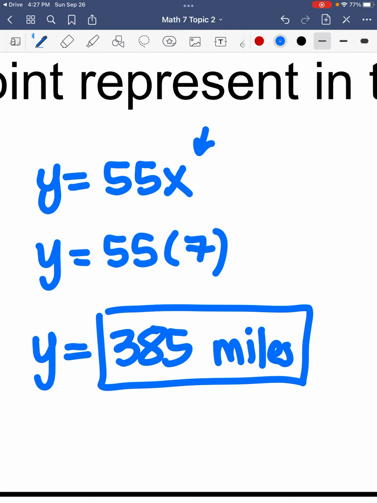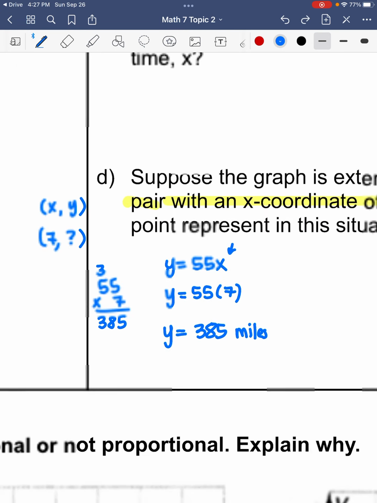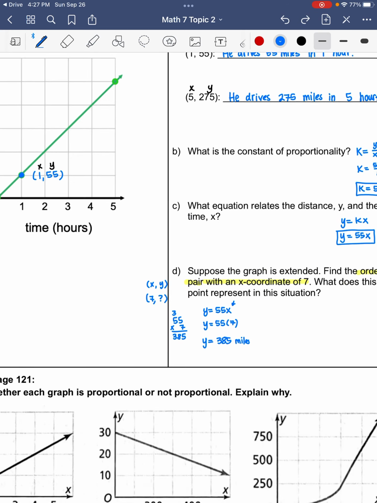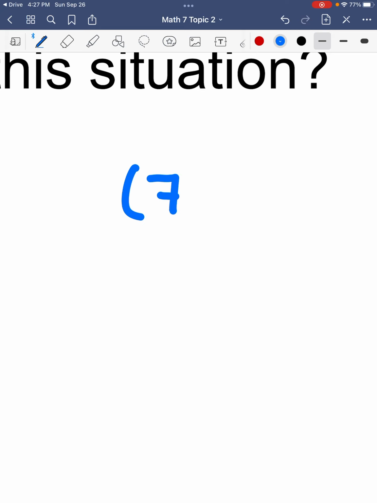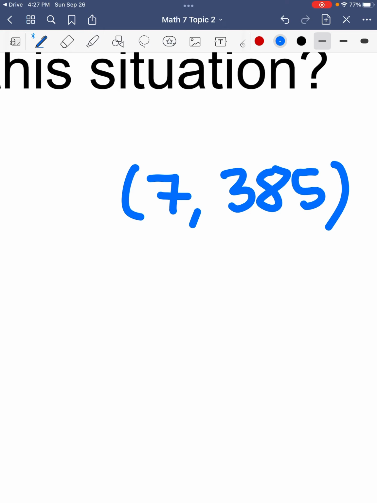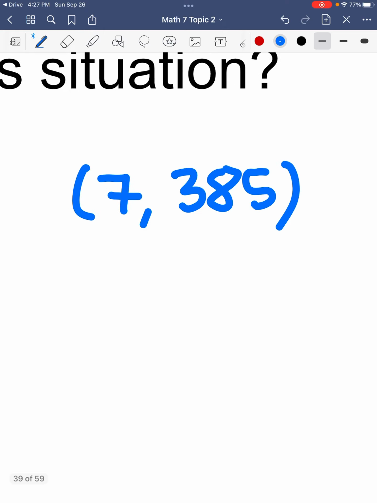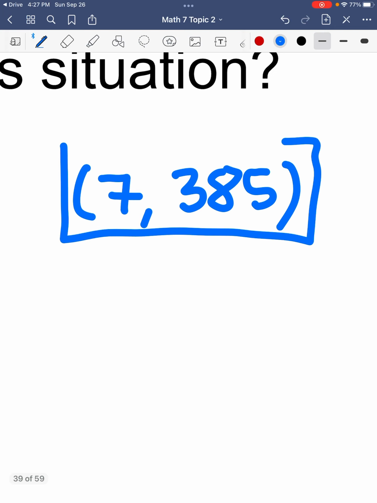So to answer this question, that's not the answer. I'm not going to box that in. We wanted to find the ordered pair. So the ordered pair, or the point, would be 7, 385. Okay, if we extended our graph and it had 7 hours on it, we would have this point 7, 385. Now, we're also asked, what does this point represent?